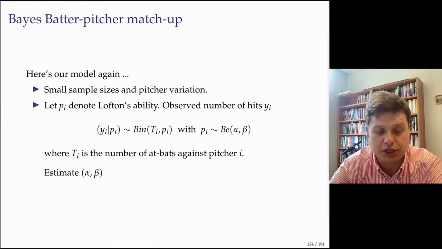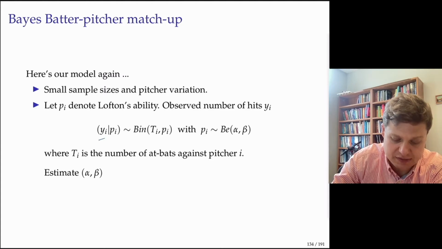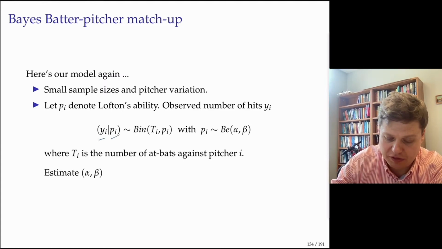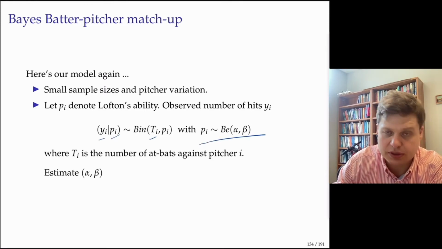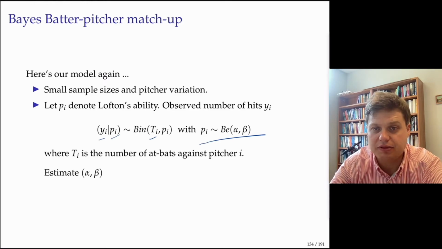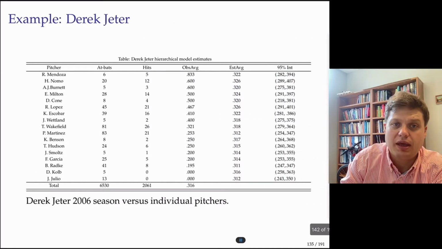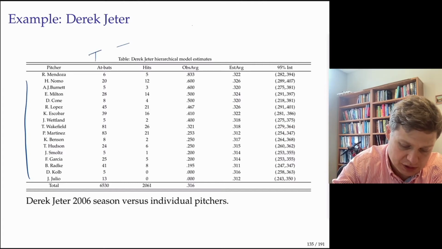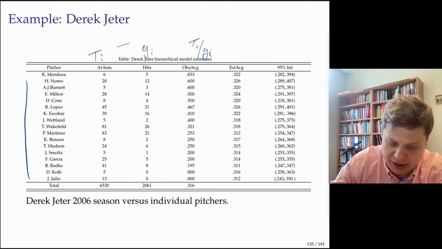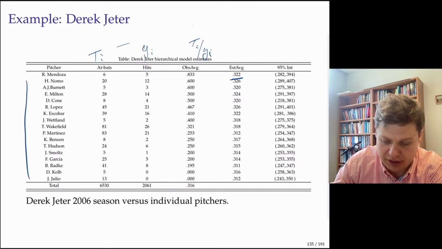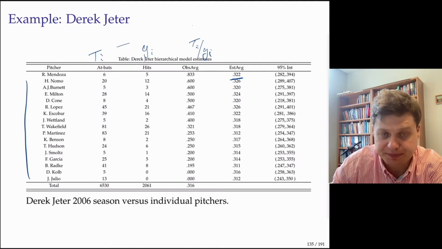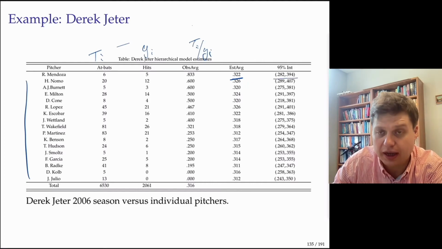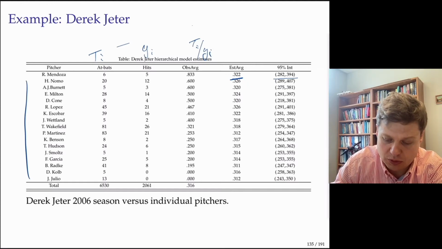Okay, so we're going to go back to Jeter, and again we're going to consider this Bayesian beta-binomial model. Yi is the number of successful outcomes, p is the true batting capability of the player, Ti is the number of at bats against each pitcher, and we're using a conjugate prior, the beta prior. We're going to estimate parameters alpha and beta. This is the same data set for Jeter. You have all of the pitchers here, your Ti, your Yi, then Yi divided by Ti, and then you have the estimated average. This is just the shrunk average for this specific pitcher, and then we have a 95% interval for that estimation. So this .322 is in the middle of this interval.